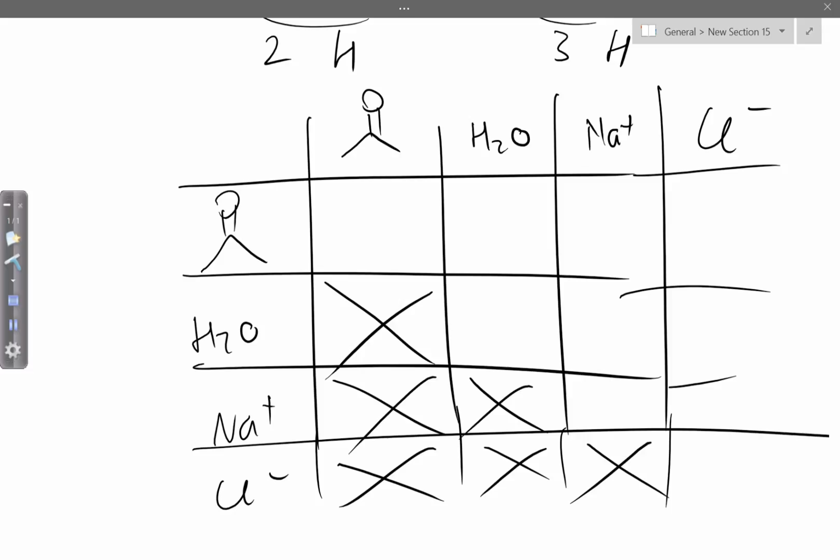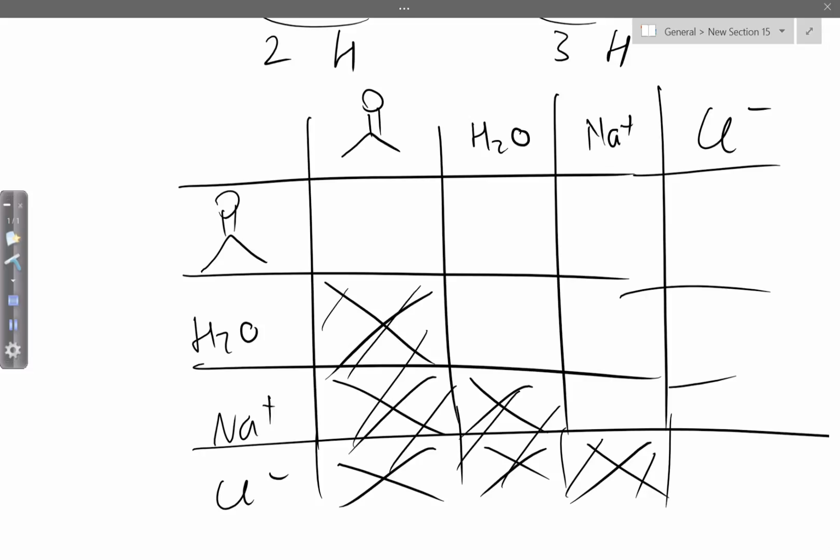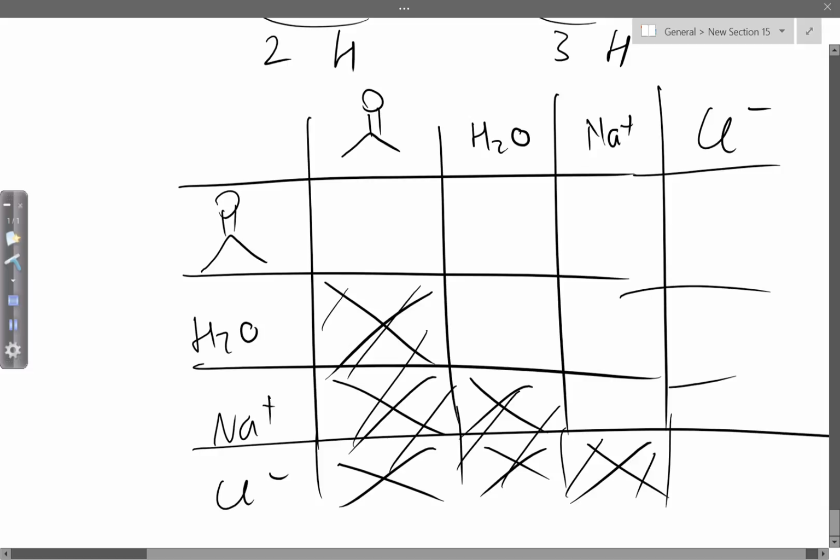Not diagonal. Cancel one side. Because these two can interact. Because this is the same as this one, right?